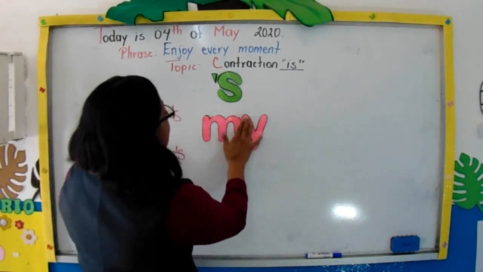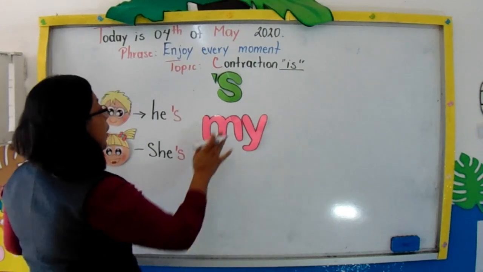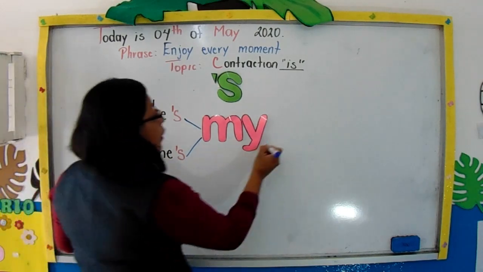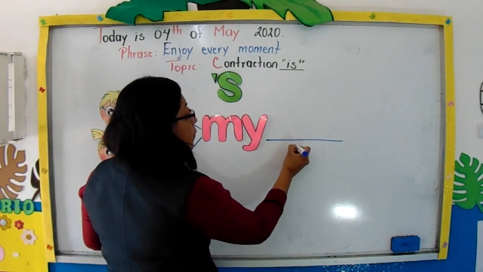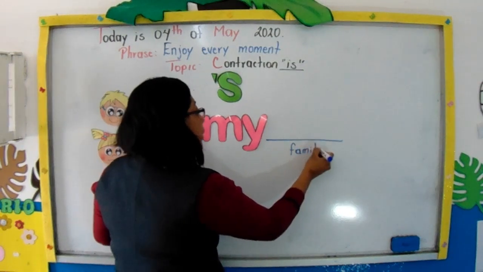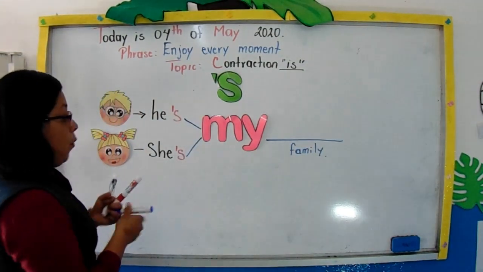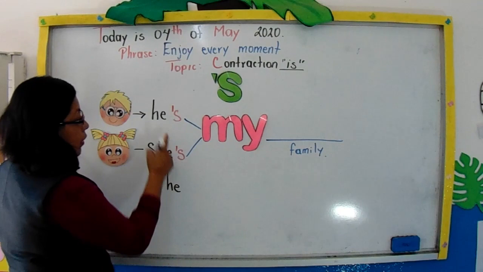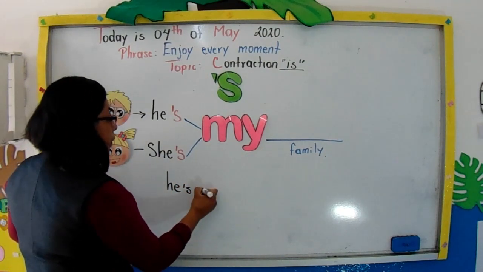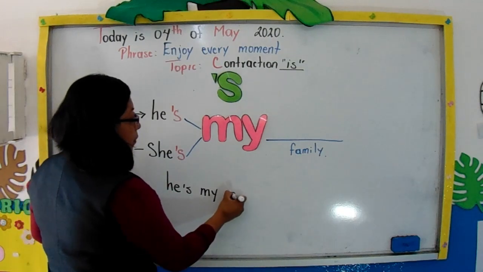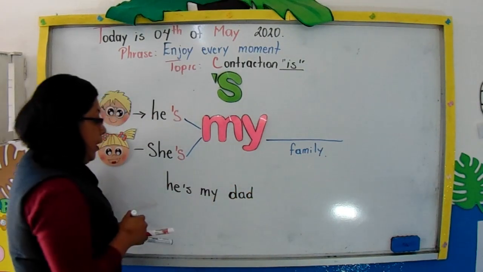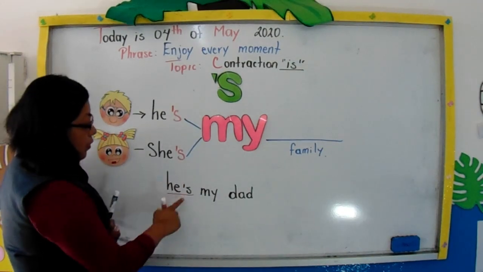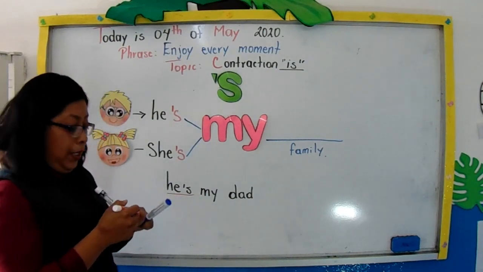Yes? So, I'm gonna use something like this. And we have he's my, she's my, and you have to mention some member of the family. We have to use family here. For example, because we are talking about he's, my, and family, for example, dad. We say, he's my dad. And we have he's, apostrophe s. In Spanish, él es mi papá, right?